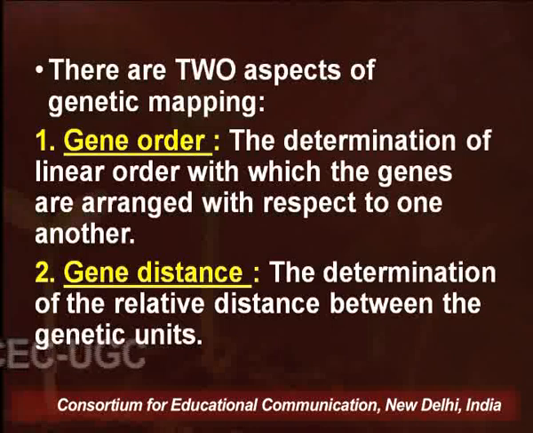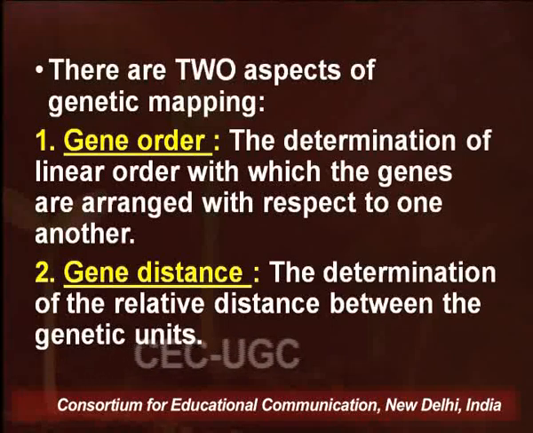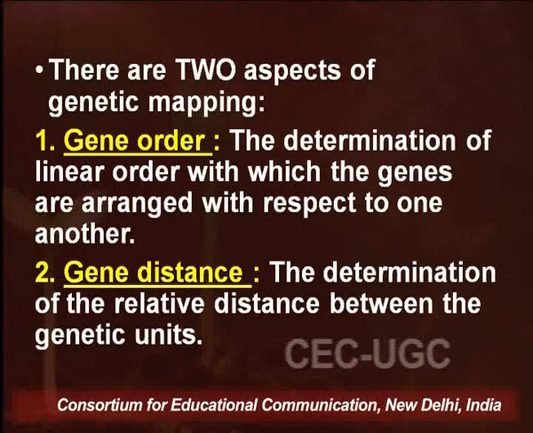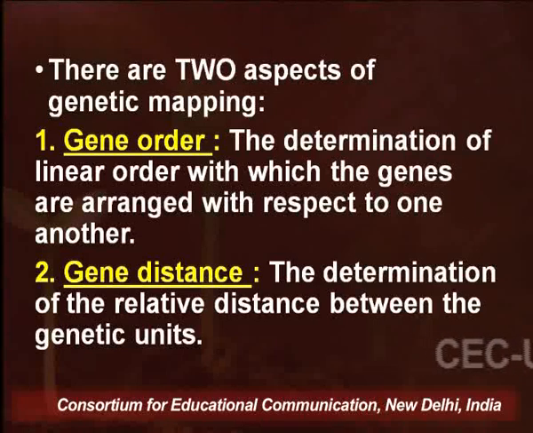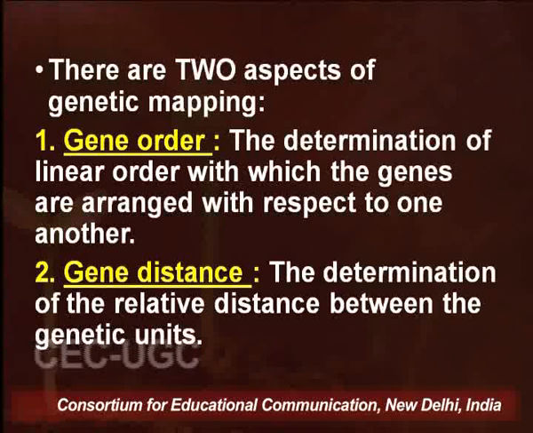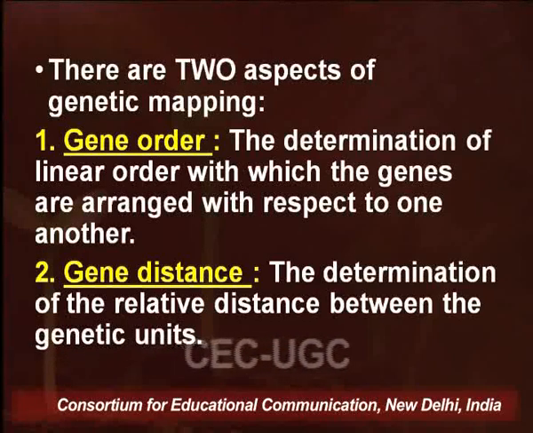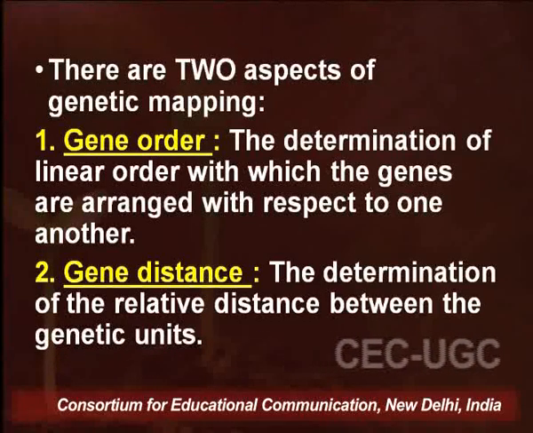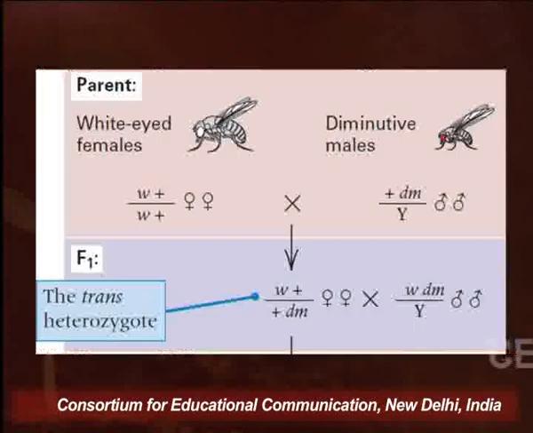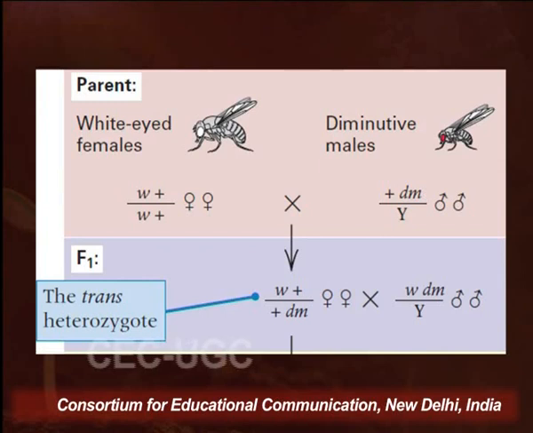If we have three genes A, B, C, we find out the distance between them, but then in what order are they located? It could be ABC, it could be CBA, it could be ACB, it could be the other forms of permutations. So let us go back to the original experiments that were performed by Professor Morgan.